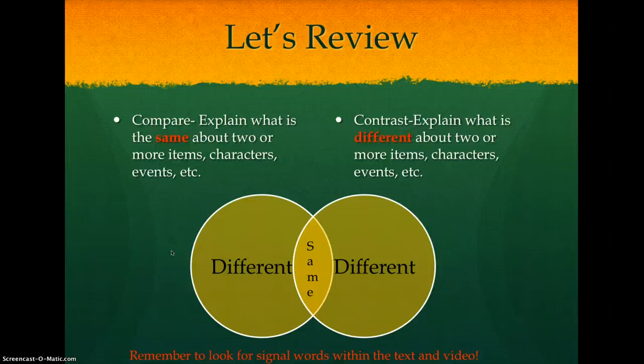So let's review. Remember a comparison? You explain what is the same about two or more items, characters, and events. And when you contrast, you explain what is different about two or more items, characters, and events. You can do this by using a Venn diagram. And in one circle, you would put the differences. The other circle, you would have the other differences. And in the middle, where they overlap, is where you're going to put characteristics that are the same.